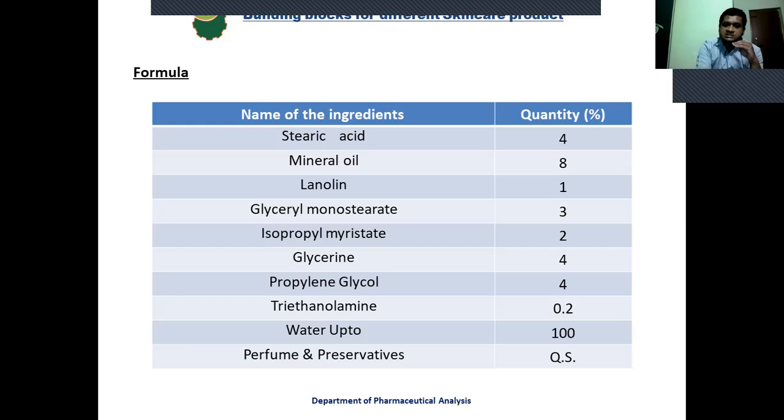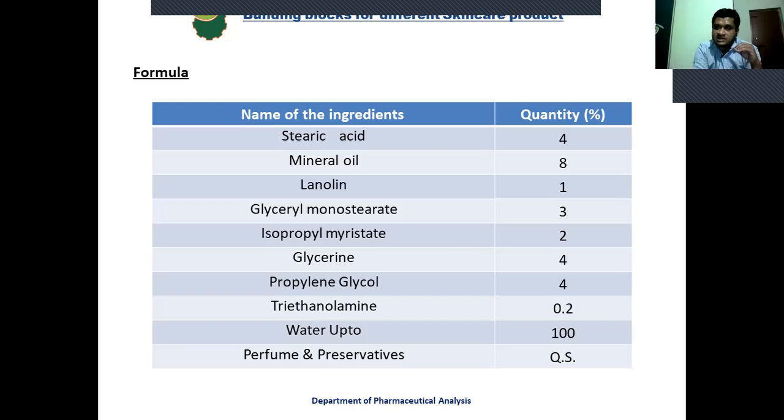Okay, so it contains stearic acid, mineral oil, lanolin, glycerol monostearate, isopropyl myristate, glycerin, propylene glycol, triethanolamine, water, and perfume and preservative. Here stearic acid, mineral oil, and lanolin are all the oil phase.